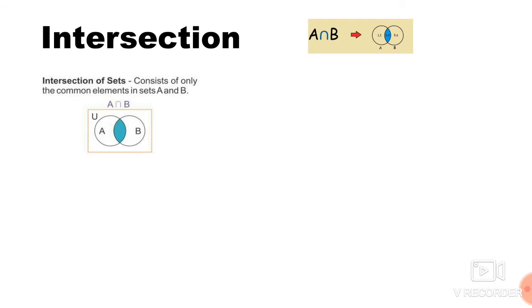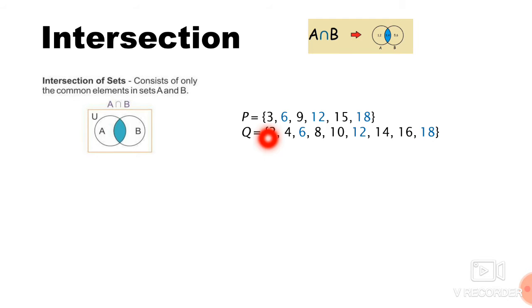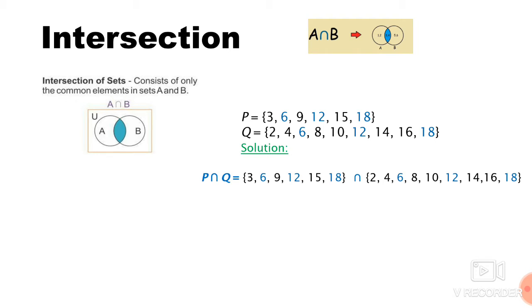Take an example. We have set P, which consists of 3, 6, 9, 12, 15, and 18. Set Q consists of 2, 4, 6, 8, 12, 14, 16, and 18. Now we have to find the intersection of set P and set Q. This is set P. Because we are finding P intersection Q, we will write set P first. Then intersection, the symbol which we use to represent intersection is just like a small n. Then set Q.